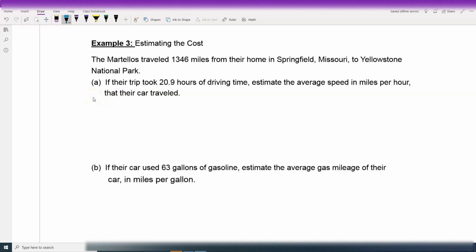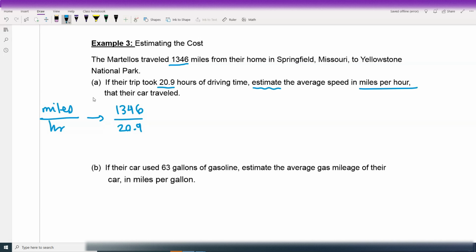Okay, now here we have this example, and we have 1,346 miles. Part A: if the trip took 20.9 hours of driving time, estimate the average speed in miles per hour. So miles per hour that the car traveled. We have miles per hour. And how many miles we have is 1,346, and over we have 20.9.